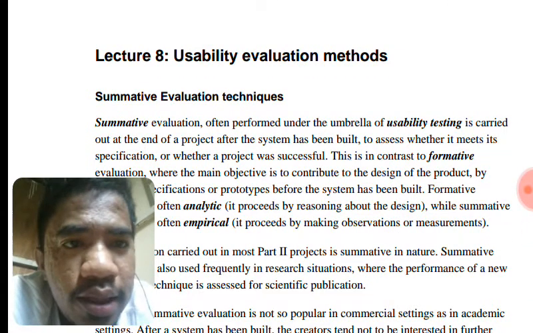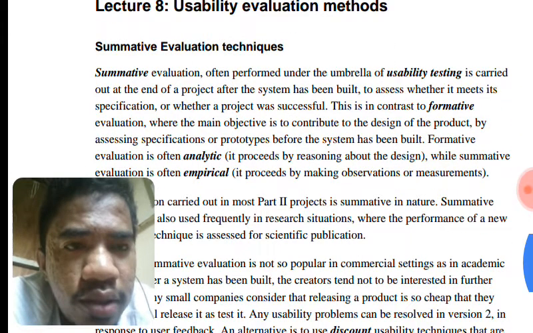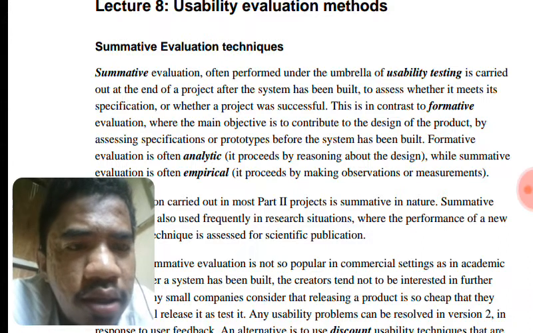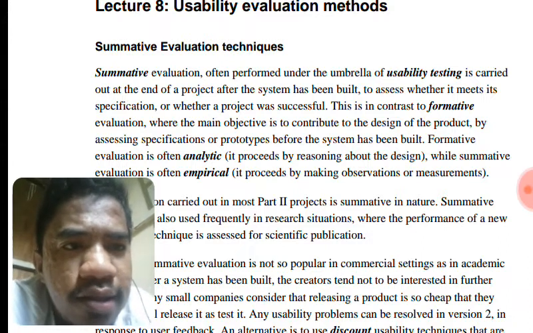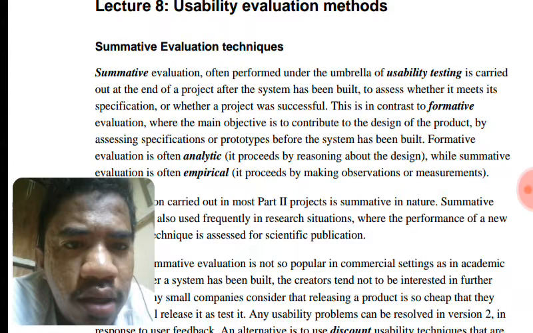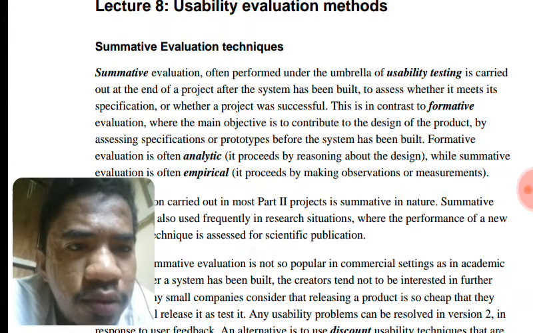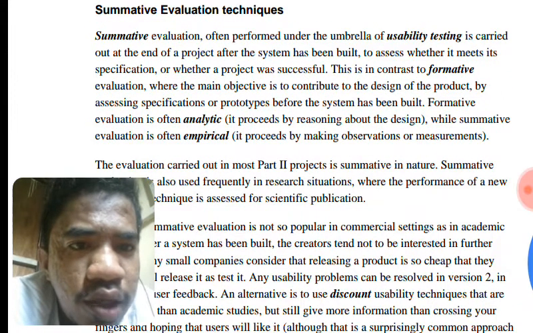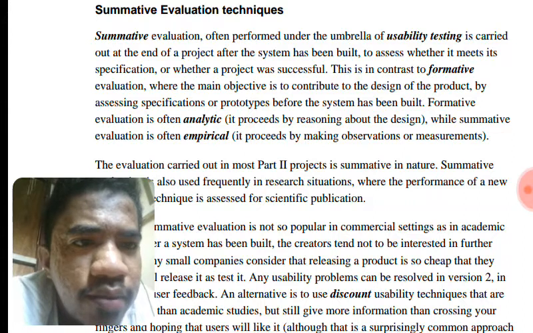Lecture 8. Usability Evaluation Methods. Summative Evaluation Techniques. Summative evaluation, often performed under the umbrella of usability testing, is carried out at the end of the project after the system has been built, to assess whether it met its specification or whether the project was successful. This is in contrast to formative evaluation, where the main objective is to contribute to the design of the product by assessing specifications or prototypes before the system has been built.